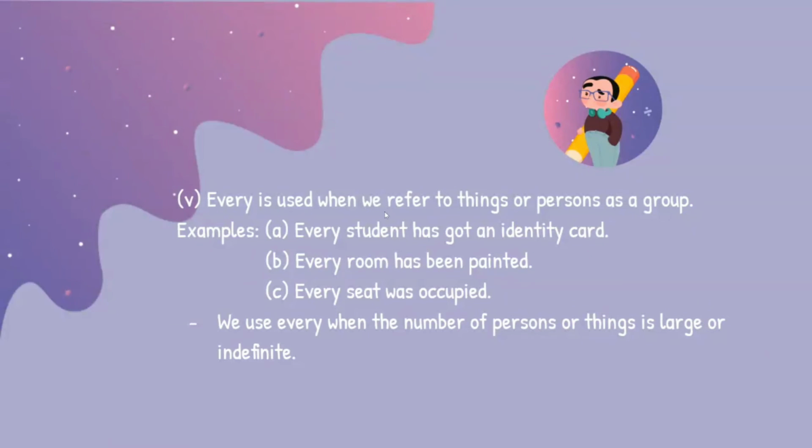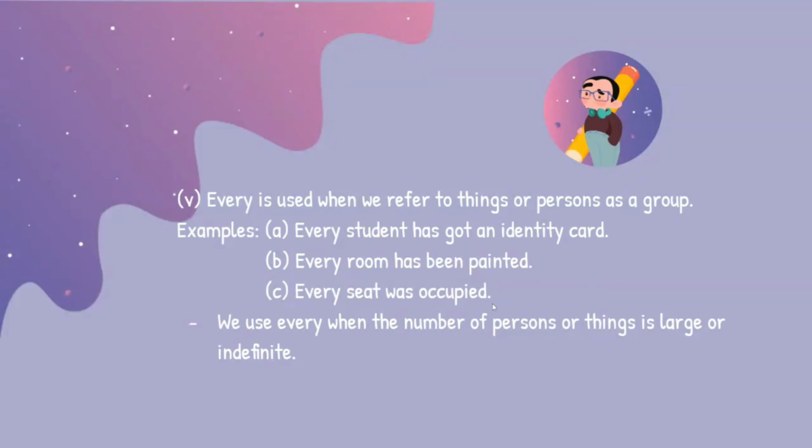Next, every is used when we refer to things or persons as a group. Like, every student has got an identity card, meaning all of them have got an identity card. Every room has been painted, meaning there is a house of three to four rooms and you ask someone to paint it. Then after painting all, they can tell you every room has been painted.